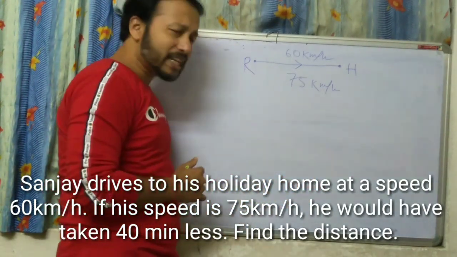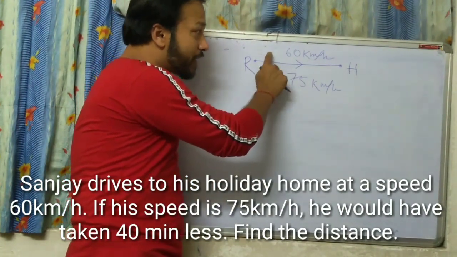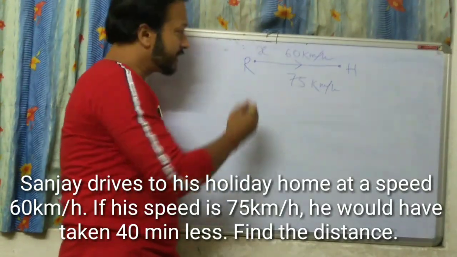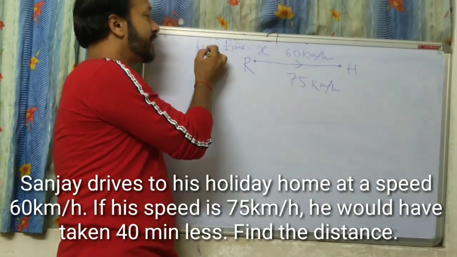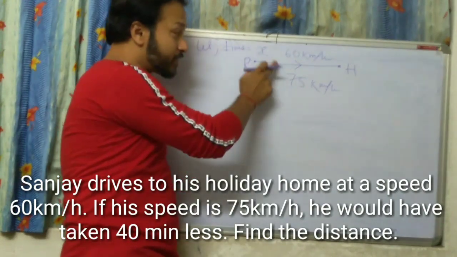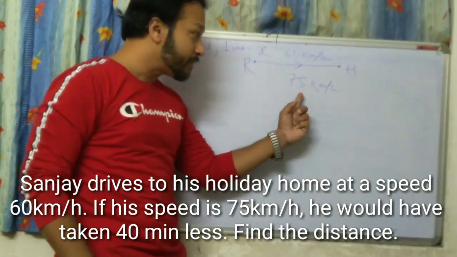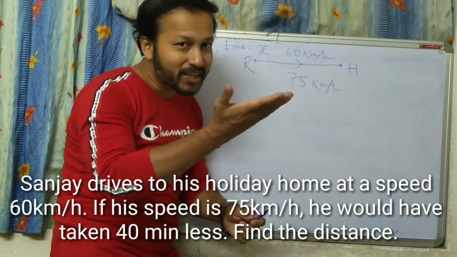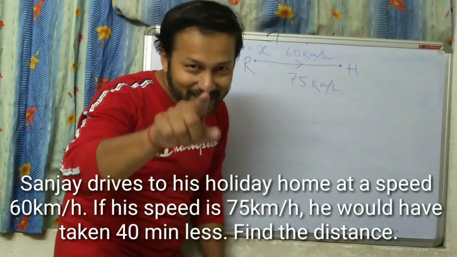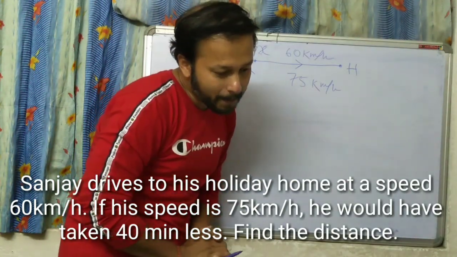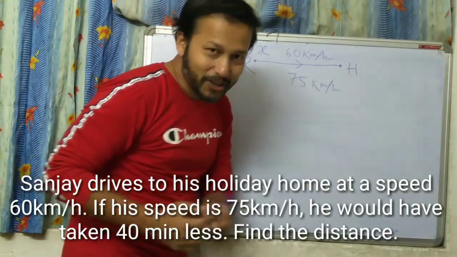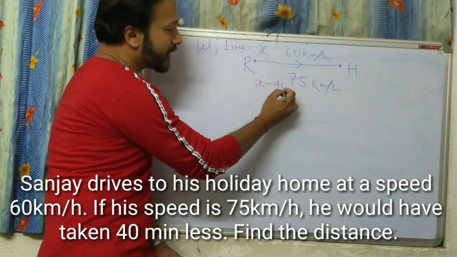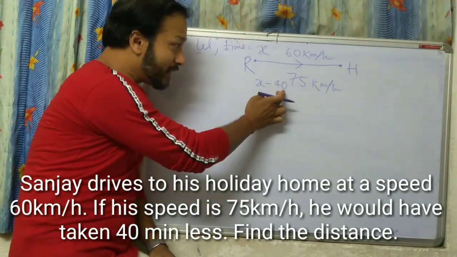Now, let us consider that in the first case, when he was driving at 60 km per hour, the time required is x. Let time be x in the first case. Now he is driving at 75 km per hour. He has increased his speed, so obviously he will take less time. It's given he is taking 40 minutes less. That means the time he has taken here, now he is taking x minus 40. Understood? 40 minutes less he is taking.